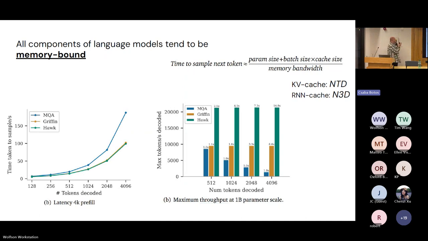I'm not going to go over the numbers. Yeah, the inference is faster. I just wanted to highlight again another thing that I found surprising, which is we talk about inference again in terms of computation.